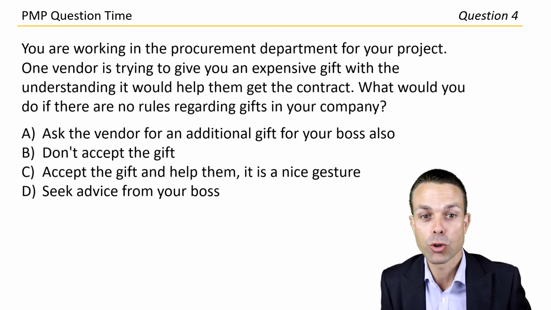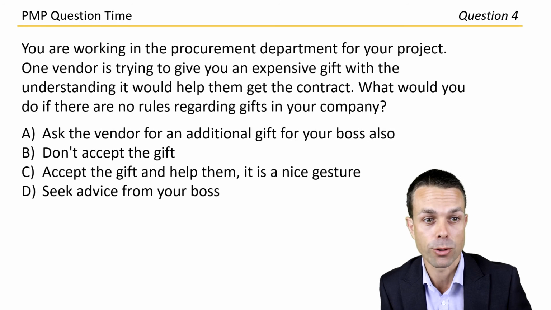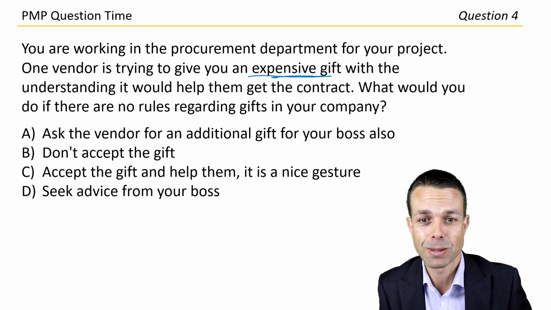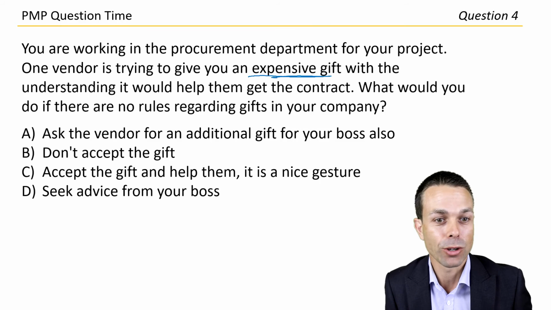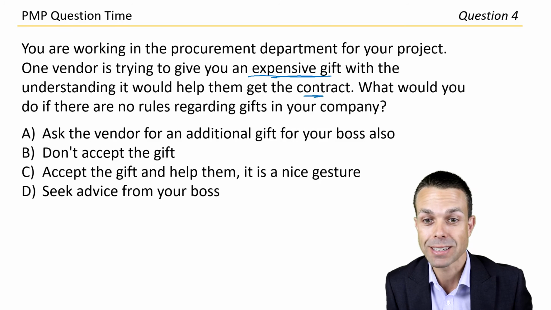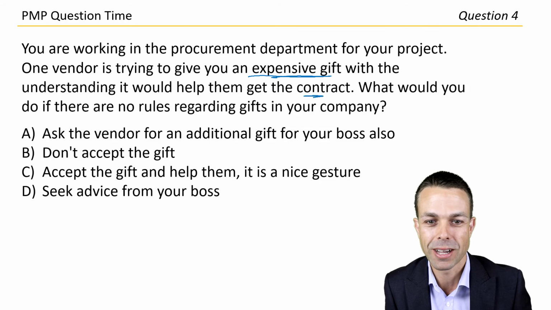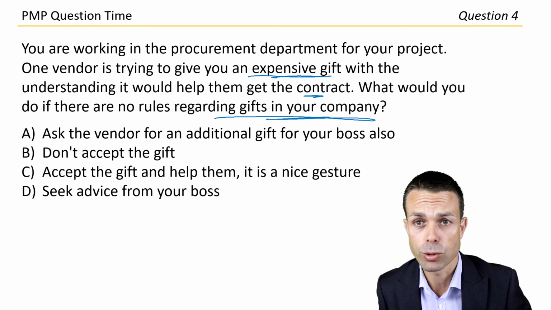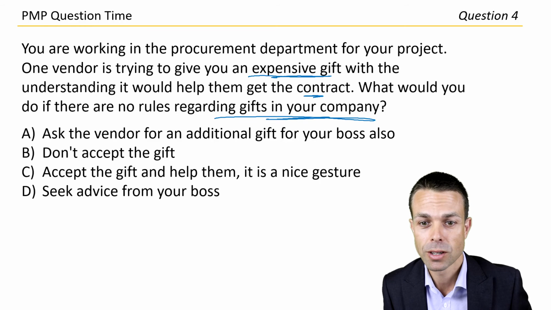You're working in the procurement department. Okay. Procurement, so we're getting third parties and then contracts and that sort of thing. One vendor is trying to give you an expensive gift. Wonderful. I love expensive gifts, but here we have to look at the ethics behind all of that. So with the understanding that would help them get the contract. Okay, probably not great. What would you do if there are no rules regarding gifts in your company? Okay, so that's actually really important because usually you follow the rules around what your company says. So ask the vendor for an additional gift for your boss. Probably not, although that would be nice.